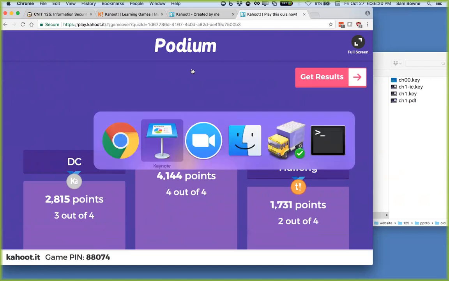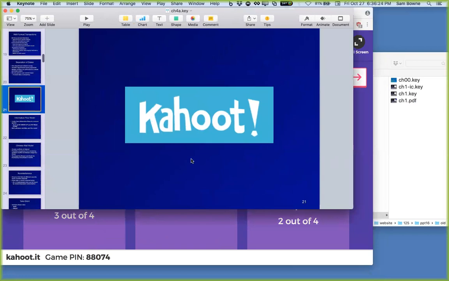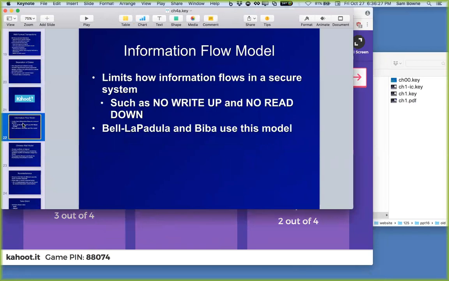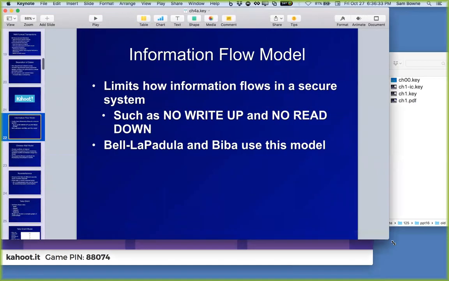So I think you didn't see the slides for this, so I'm going to go through it a little bit here, and then we'll do the Kahoot at the end, and hopefully that'll get you to where you've seen it. This is just sort of a grab bag of other models.